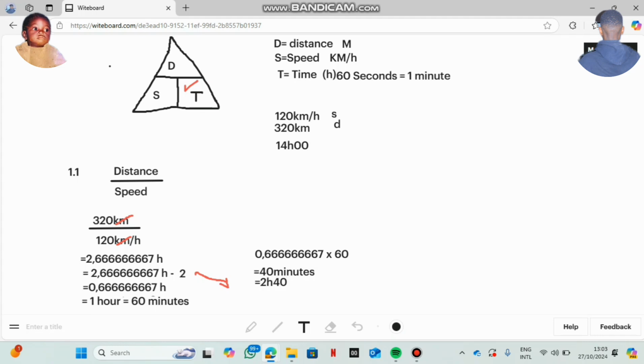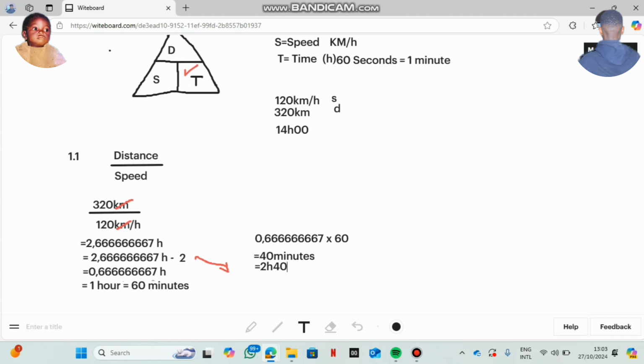But remember, you are not done. So which means this person traveled for 2 hours 40 minutes from Centurion to Polokwane. He traveled for 2 hours 40 minutes at a speed of 120 kilometers per hour, and the distance is 320 kilometers. But remember, you are not done. They told you, what time will this person arrive in Polokwane? Remember, he left Centurion at 2 o'clock. So what time will he arrive? So now, that's how you conclude.